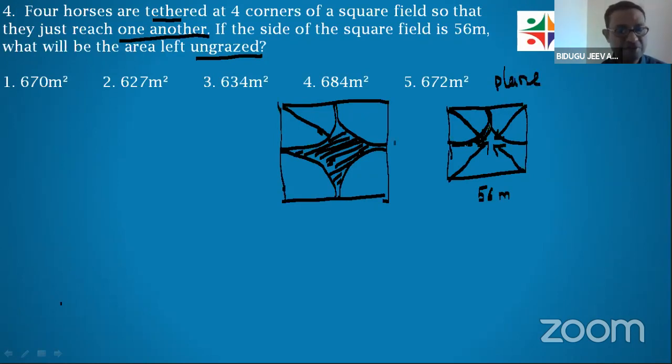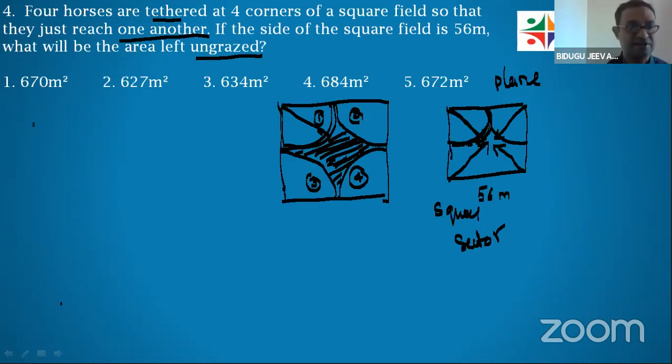So this problem involves square as well as sector, right? I think this part is nothing but a sector. This part is a sector. How many sectors are available in the figure? 4 sectors. This is the first sector, second sector, third one, and fourth one. So what to do to get the ungrazed area? I have to subtract from the total area of the square, right?